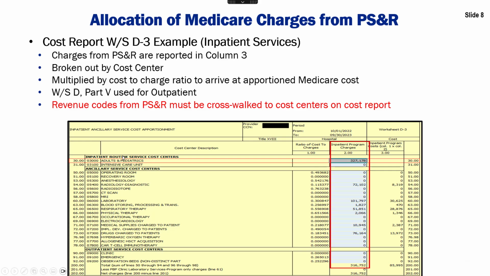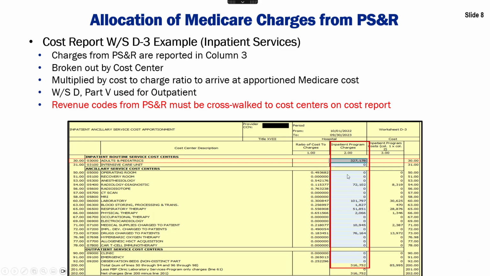Now, these are broken out. Notice we have inpatient routine. Then you have some ancillary cost centers. You get down here and you have some outpatient cost centers. Column 2 is where the Medicare or the program charges are going to be reported. These come from the PSR.